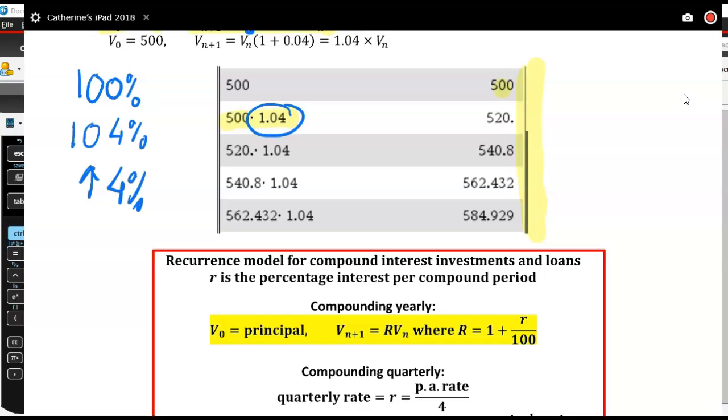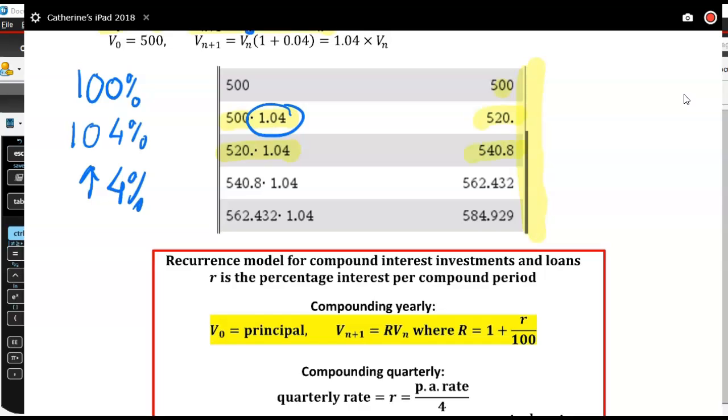Anyway, so I've times 500 by 1.04 and I get 520. Then, the next year, I'm timesing it by 1.04, but I'm timesing the 520.